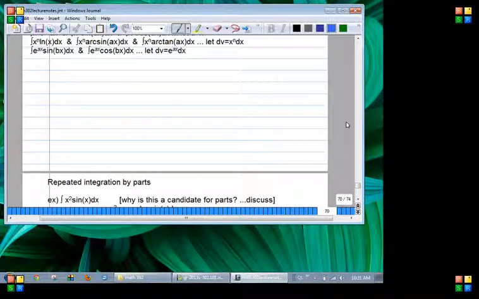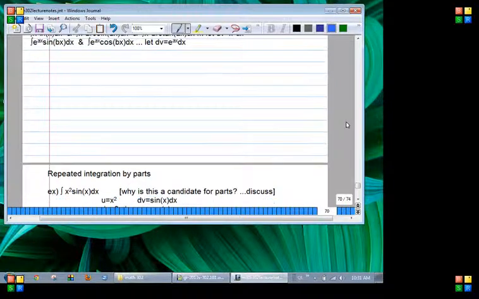So first of all, why is this a candidate for integration by parts? You tell me. We want to take that x squared and differentiate it away, because then we'll just have a trig function that we're going to integrate. But since we want to differentiate away x squared, guess how many steps this is going to take. It's going to take two steps.